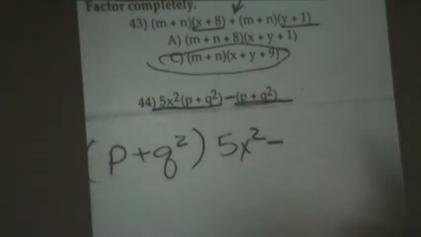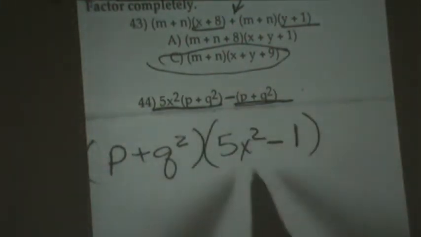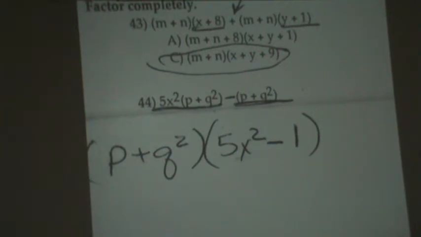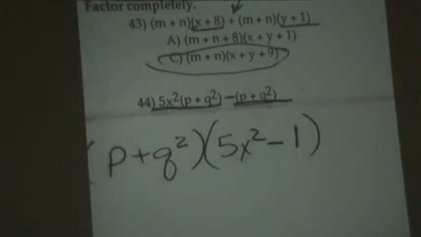Okay, 45, factor that completely. Do they have anything in common? p plus q squared. Okay, so to get the first term, what do you multiply it by? 5x squared. There's a minus, so put minus. What do you multiply to get that term? 1. You have to have at least something here, so you need a 1. This is not a difference of squares, so you can't keep factoring. If it didn't have the 5, you could have kept factoring. So that's as far as you go. Looks like that one is B.